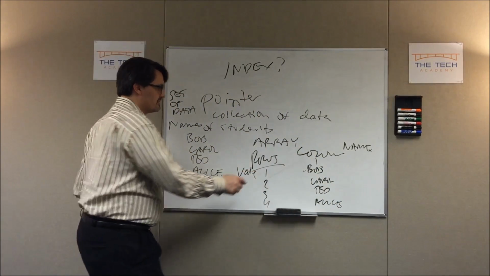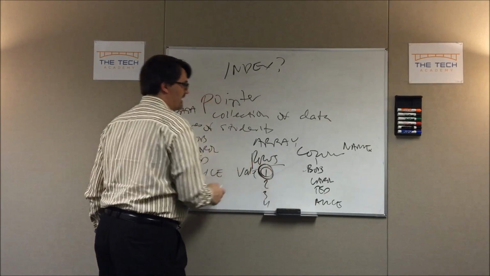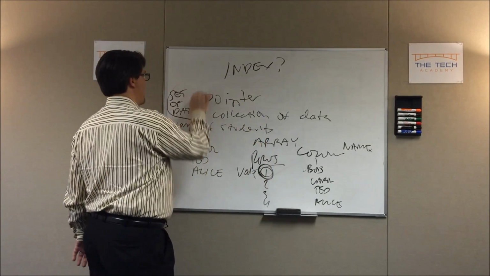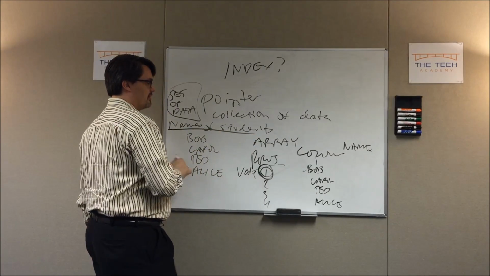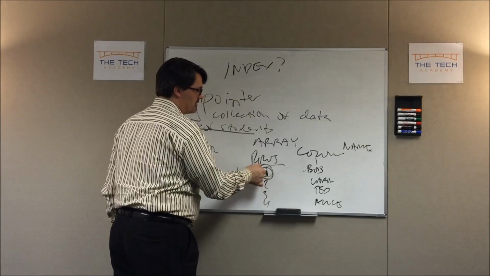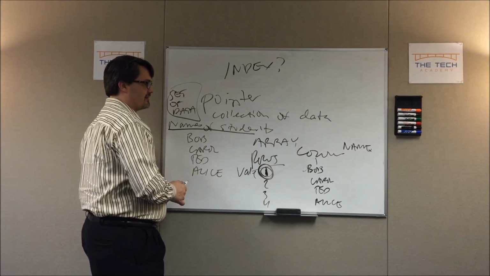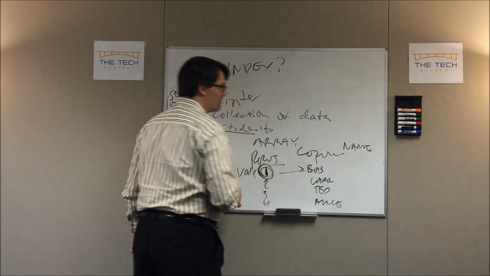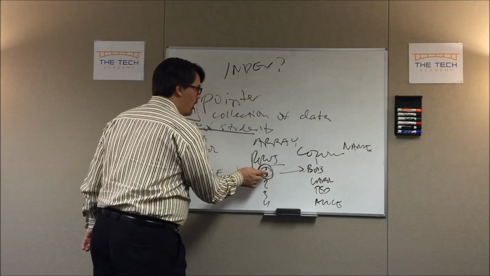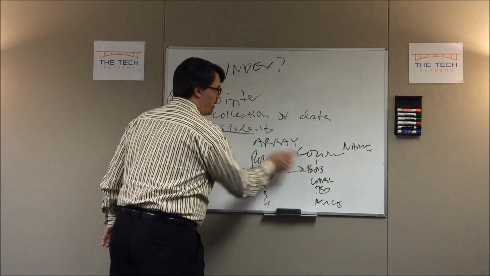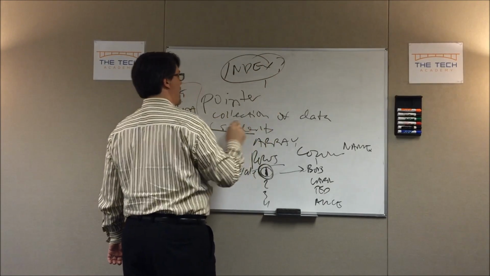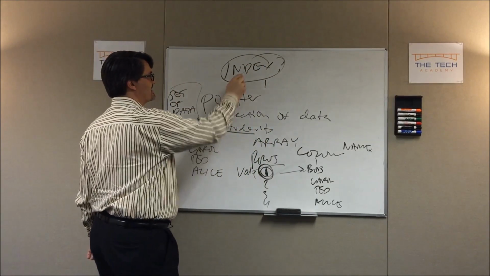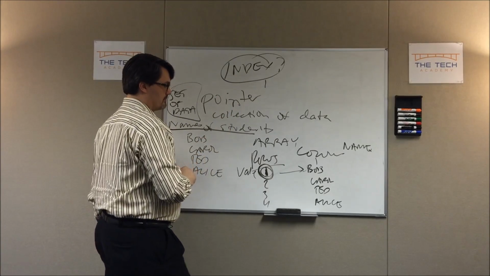The index is this. It says for this set of data that you have, this set of names of students, position 1 in the array that contains that data has a value of Bob. 1 is the index, Bob is the value. Index is not the actual thing. The index says where to find the thing.